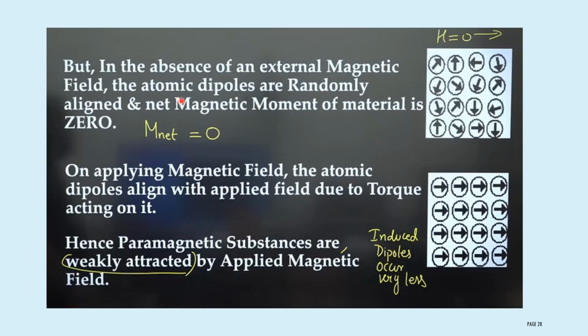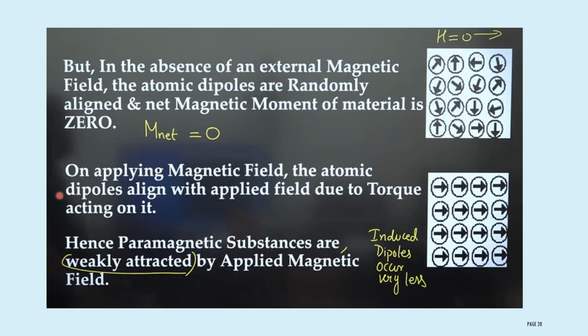Next point, in the case of a paramagnetic material, in the absence of an external magnetic field, the atomic dipoles are randomly aligned and the net magnetic moment of the material is zero. If H is zero, then the atomic dipoles in the paramagnetic material will be arranged randomly. Therefore, the magnetic moments of the randomly arranged atoms cancel each other, and the net magnetic moment will be zero.